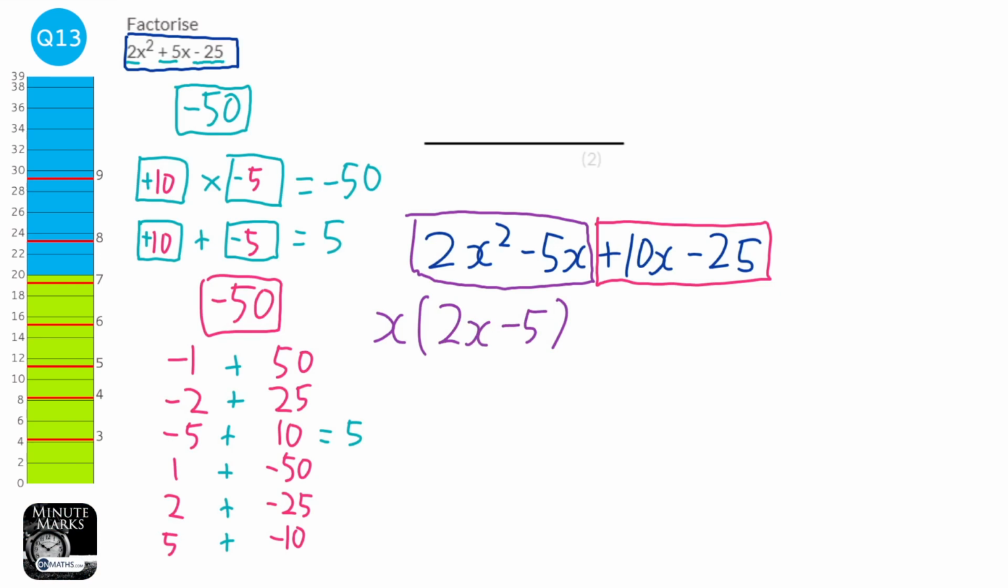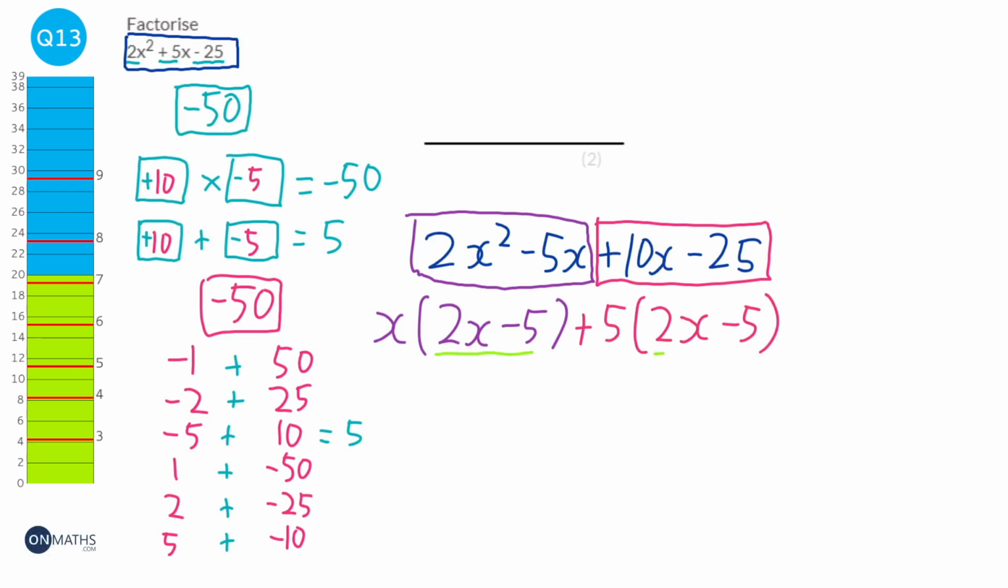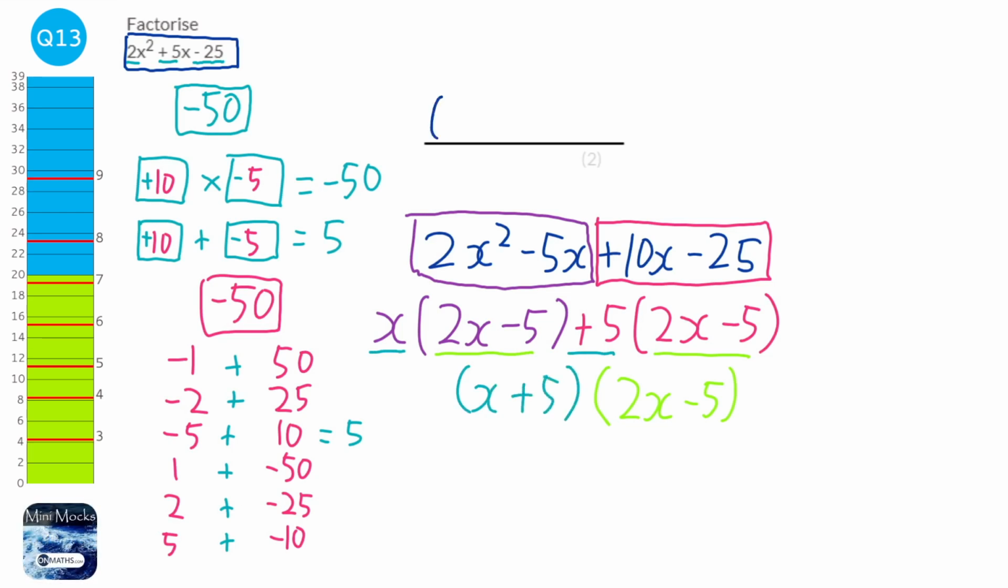Second box, well, they both can be divided by 5, so it's going to be +5 on the outside. That would be 2x minus 5. Now notice something here, that these brackets are the same. If they're not the same, you've made a mistake. So we're going to write down the bracket there. And for the other bracket, it's just the bits left over, the bits on the outside. So the x and the +5 will make up that second bracket. So our answer is x plus 5, 2x minus 5, or the other way around. So you could write bracket 2x minus 5, close bracket, bracket x plus 5, close bracket.